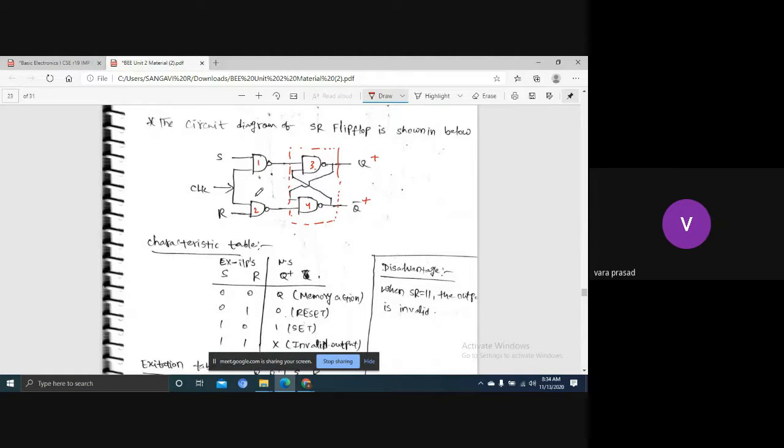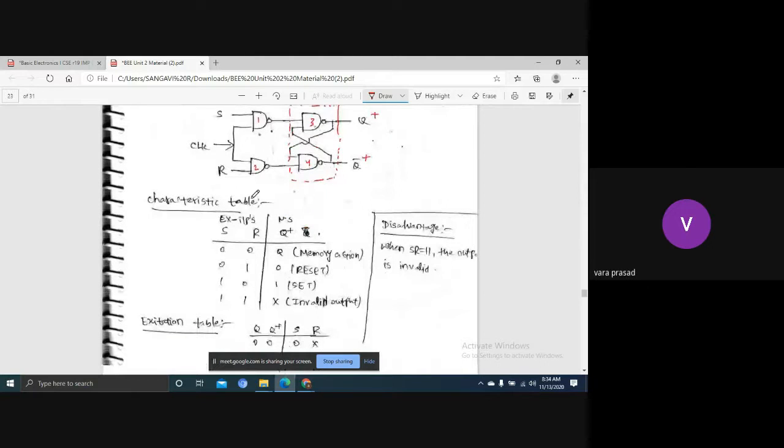Now characteristic table. Listen carefully, how we have to remember. SR flip-flop 0 0 is a memory action, meaning your next state is present state. When it is 0 1, reset. See here R is 1, then circuit will be reset to 0. Reset means it's starting from 0. If set state is 1, S is 1, we'll get output is 1. If S is 1, R is 1, we'll get invalid output.